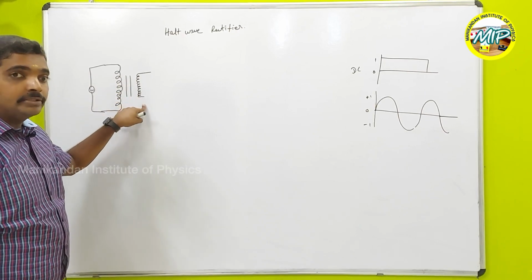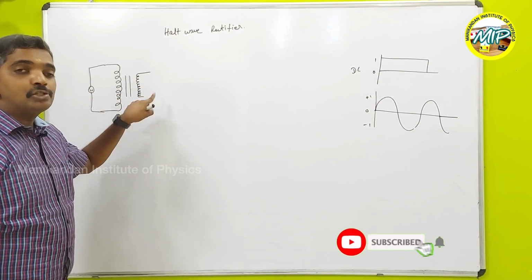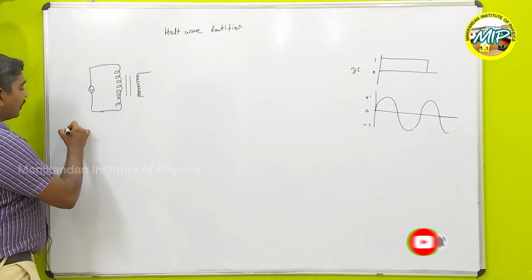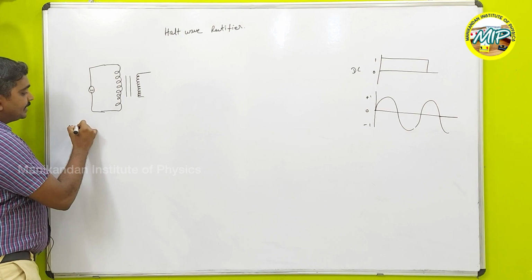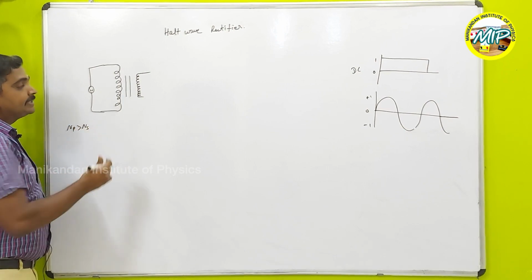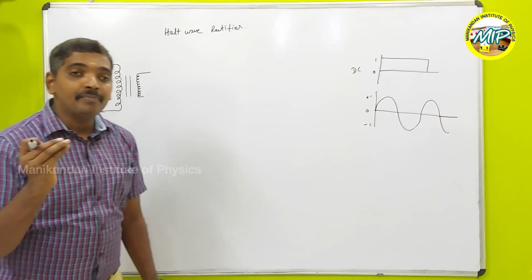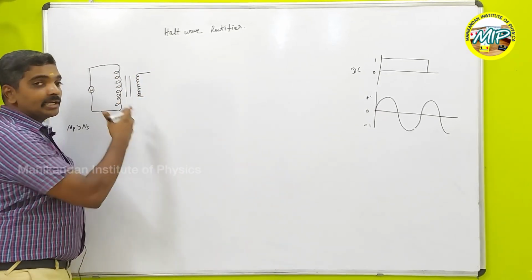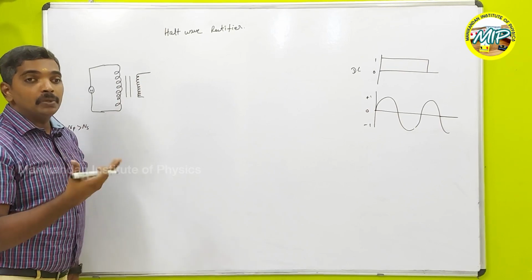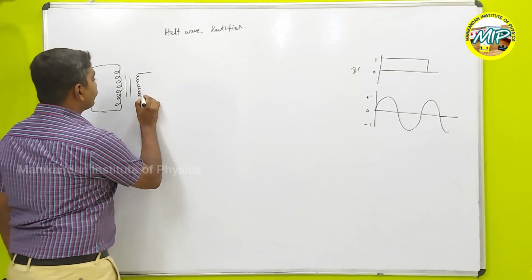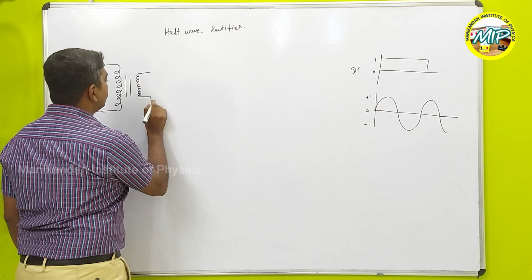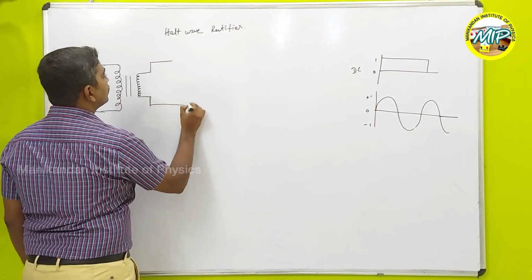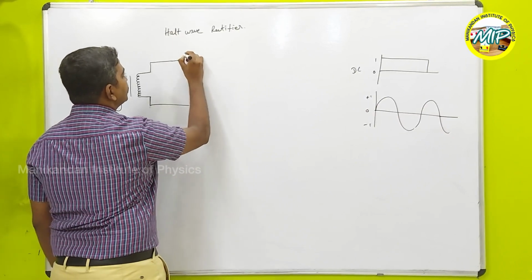The number of turns in the secondary coil should be less than the number of turns in the primary coil. So my NP is greater than NS. Then only it's called a step down transformer. Be careful on this. These two lines stand for the air between the two coils. Now I'm going to connect this with a PN junction diode.